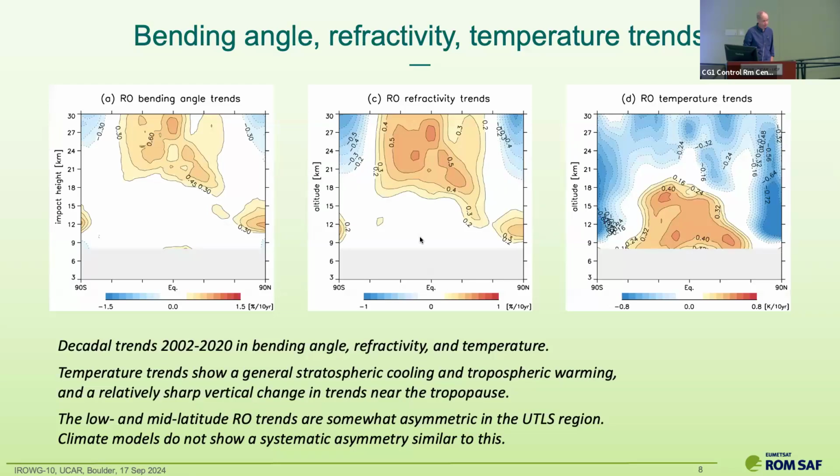So trends. These are trends from, it's not the full time series actually, it's from 2002 to 2020. It's in bending angle, in reflectivity, and in dry temperature. We see here that the largest trends in bending angle and reflectivity are actually higher up than the largest trends in the temperature. It's in the lower stratosphere.